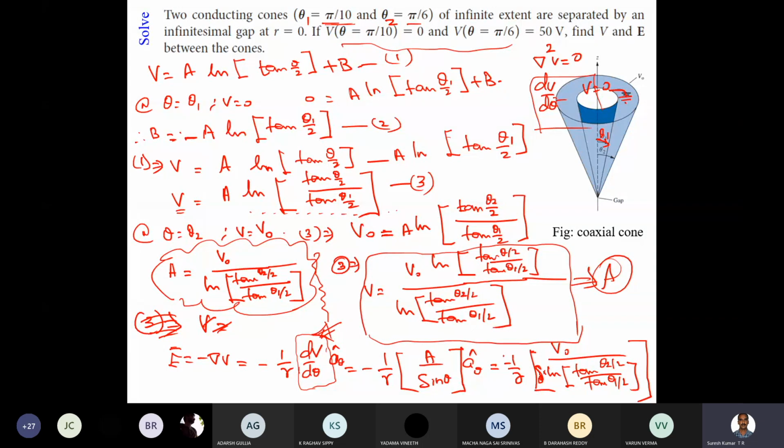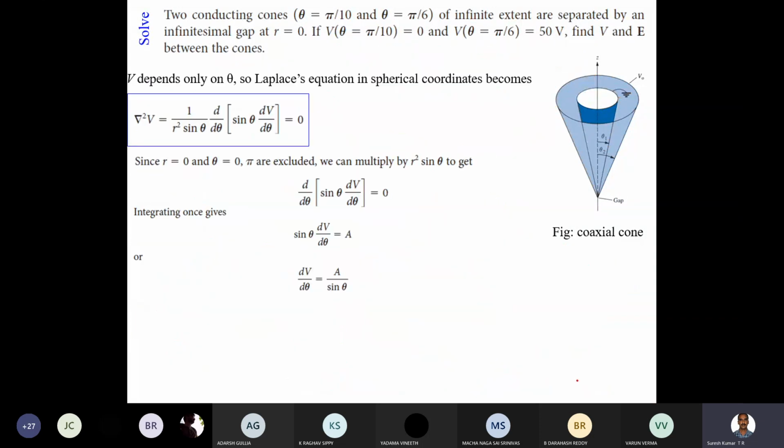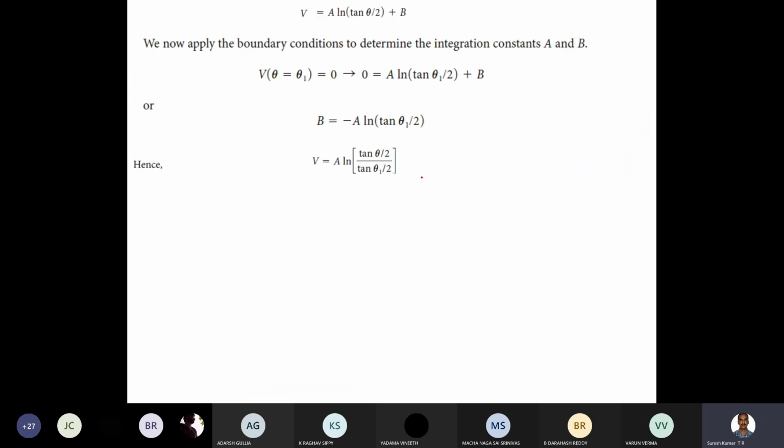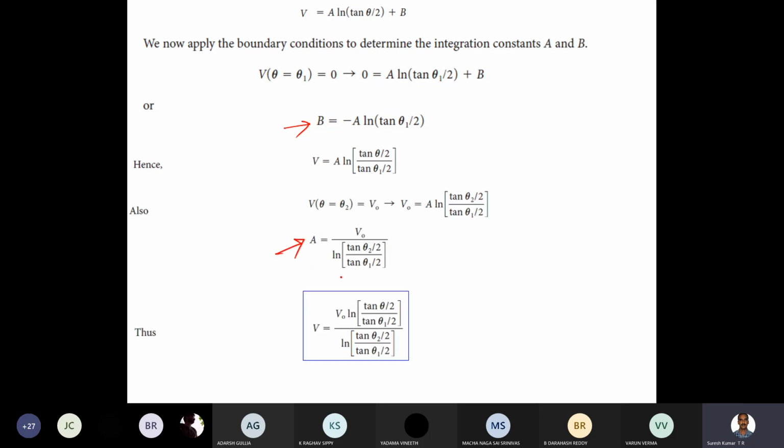I think there is no space available, so I will explain with the direct equation. First we got the general equation. After solving this differential equation, we got the integration constants A and B. Later we calculated A and B. First we got integration constant B, then we calculated integration constant A. Then this is the general equation, a function of space, from which you can calculate the potential.